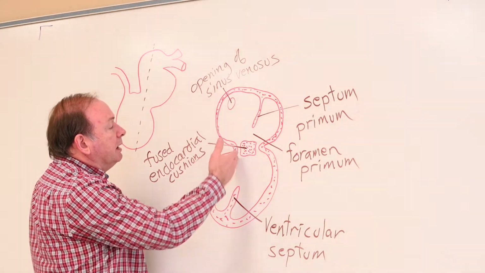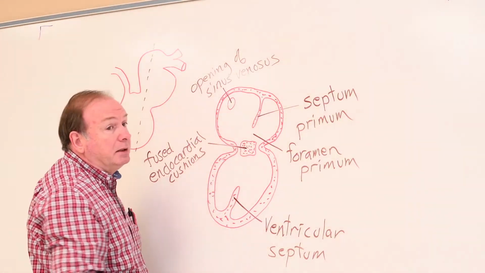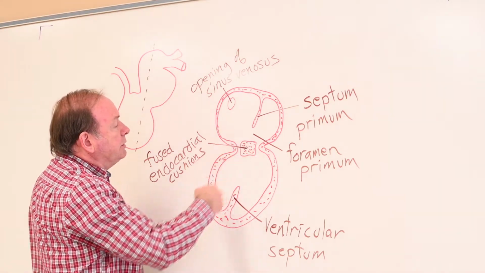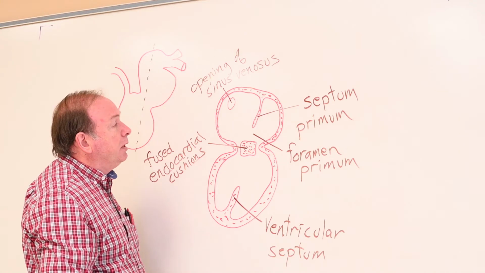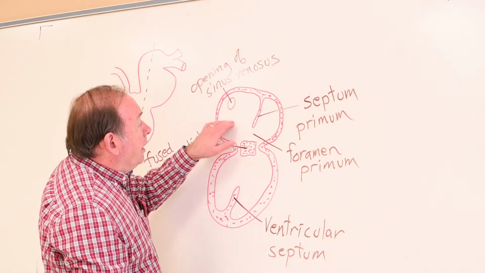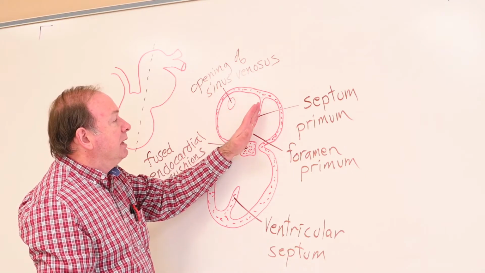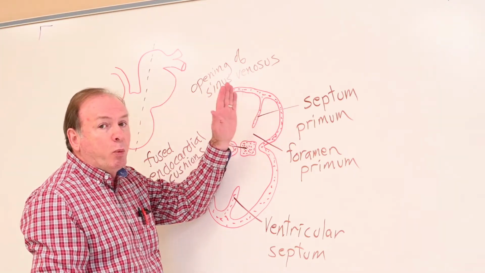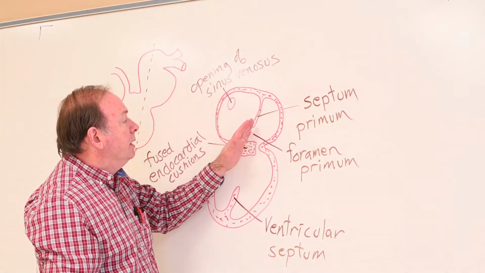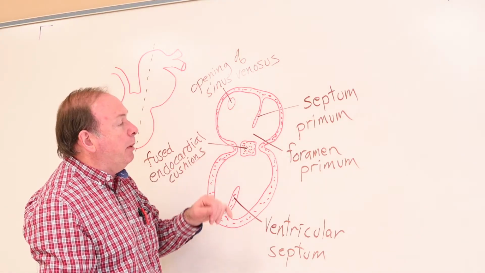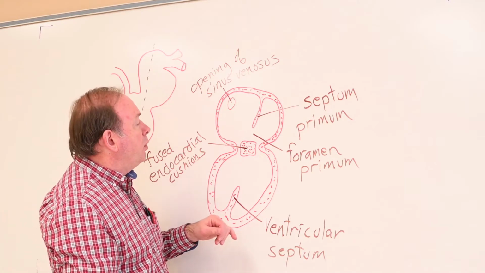So we have that canal, the left and right atrioventricular canals that connect on either side of the endocardial cushion. The beginning of the separation of the atrial chambers is seen here with this extension like a curtain from the wall that grows into the middle of the atrial chamber. It divides the two. It's called the septum primum, that curtain of tissue from the wall.